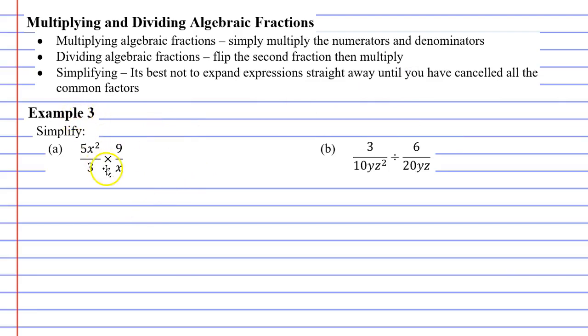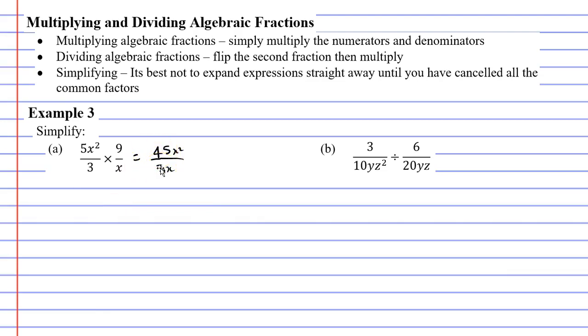Now, on this slide I only have 2 questions. I'm actually going to be covering 6 questions in total. So we're going to end up on question F. So starting with question A, 5x squared times 9. Now 5 times 9 is 45. So we're going to get 45 x squared. And then for our denominator, 3 times x gives us 3x.